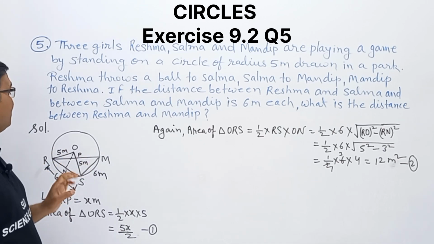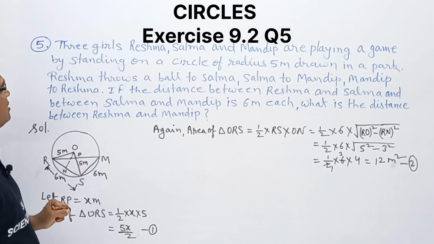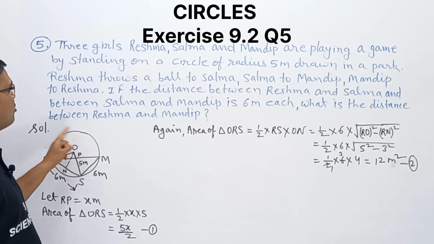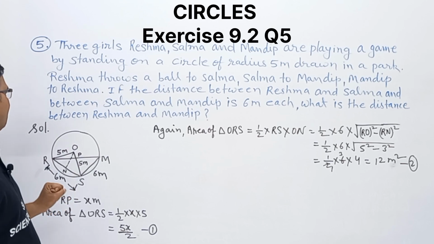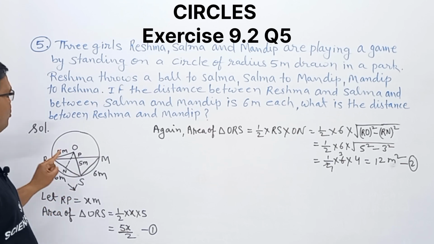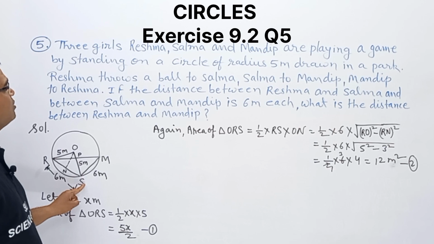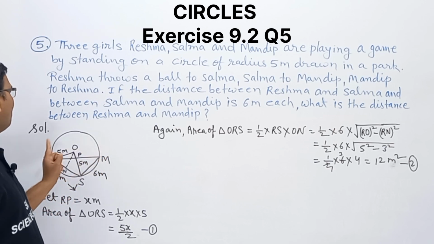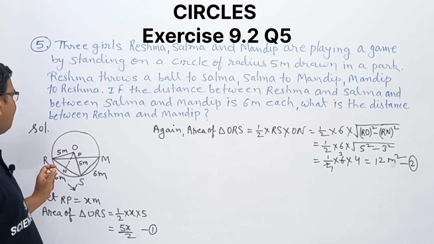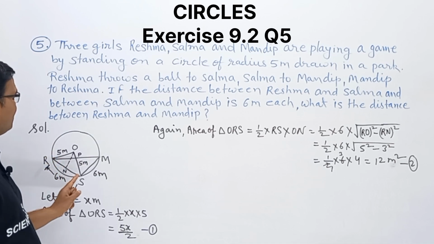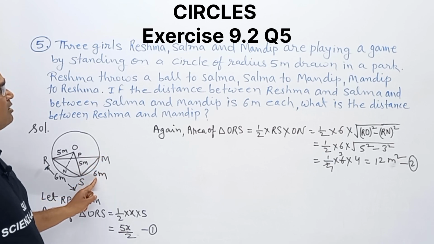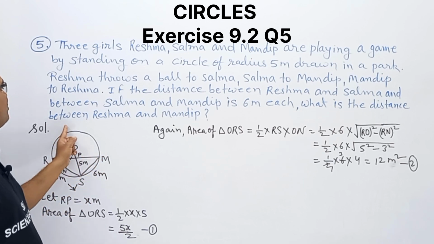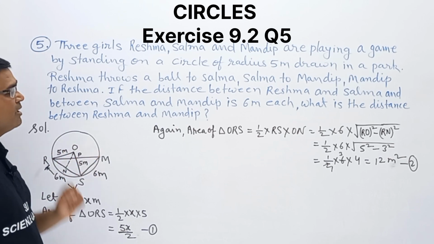Clear? Observe, in the question we have three girls, Reshma, Salma and Mandeep, standing on a circle. And the radius of this circle is 5 meter. Reshma throws a ball to Salma, Salma throws a ball to Mandeep and Mandeep throws a ball to Reshma. The distance between Reshma to Salma is 6 meter, Salma to Mandeep is 6 meter. We want to find the distance between Reshma to Mandeep.